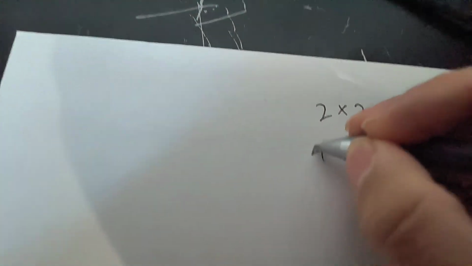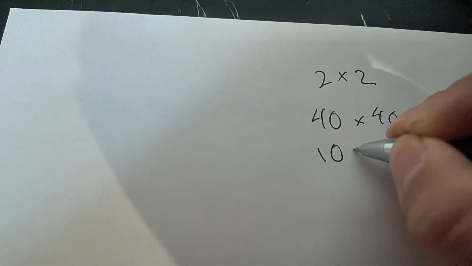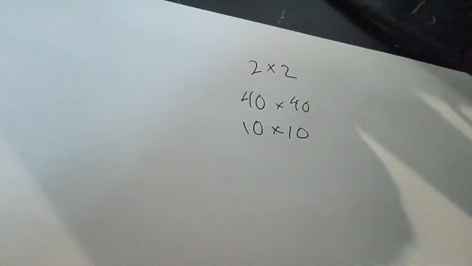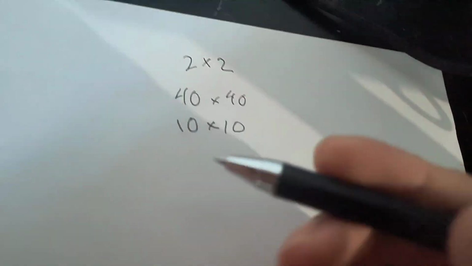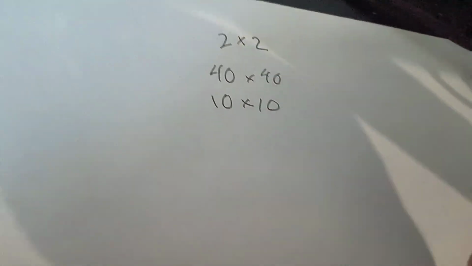2 times 2 means 2 places, like 40 times 40 or 10 times 10. Each one has 2 places. We saw how to do 1 times any number of places, and I showed you a bunch of examples, but now I'm going to show you how to do it with 2 places using the standard algorithm.